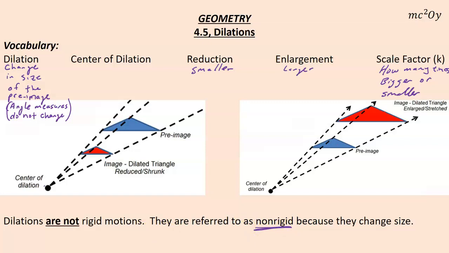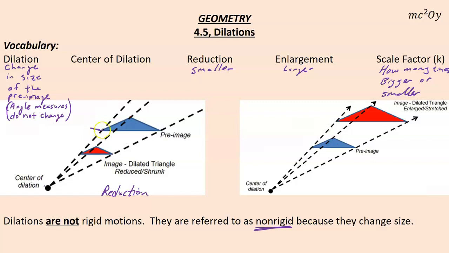So let's look at some of these. If I have my preimage, this shape right here, it's what I start with. And I'm dilating from the center of dilation. I am actually getting smaller, so we call that a reduction. When you're getting smaller, it's a reduction. Let's give it some values here so we can come up with a scale factor.